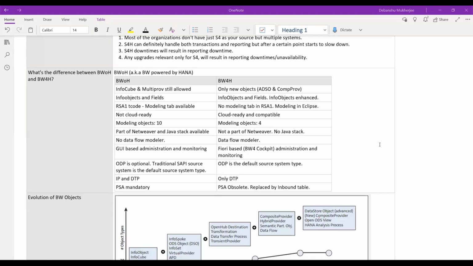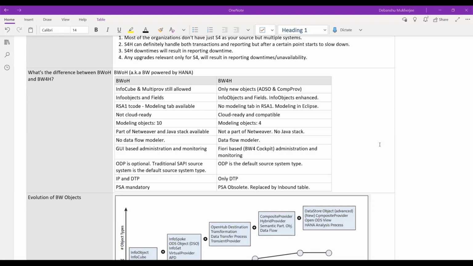Second, info objects and fields both are there in BW on HANA, but info objects are used 95% of the time. Fields are used less because they are not yet matured in BW on HANA. The support for field-based DSOs is not there, or if it's there, it is very minimal in BW on HANA.